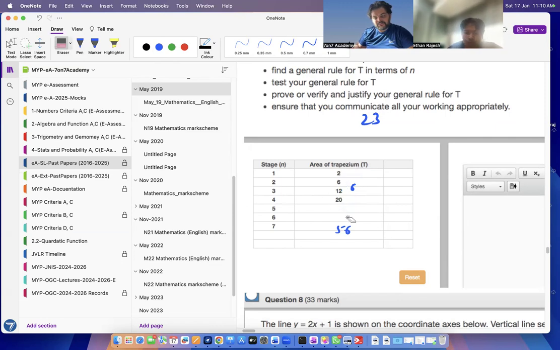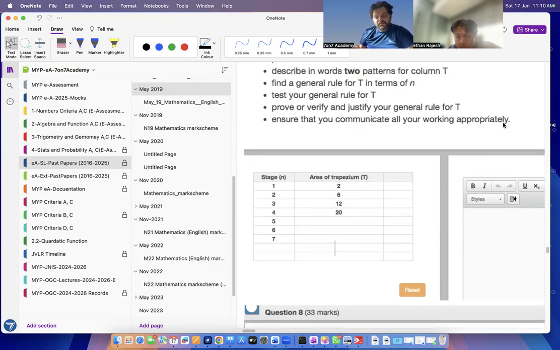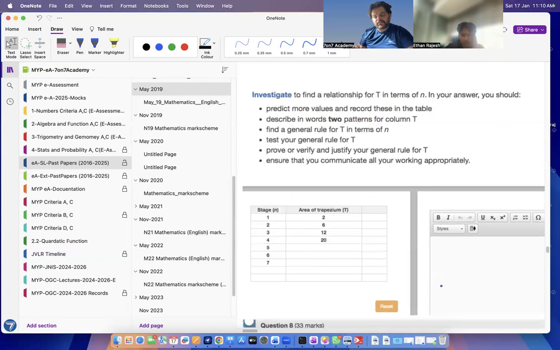So we already got the full marks for this. Now we have to describe the pattern. Now this is done. Describe the pattern in plain, simple words.